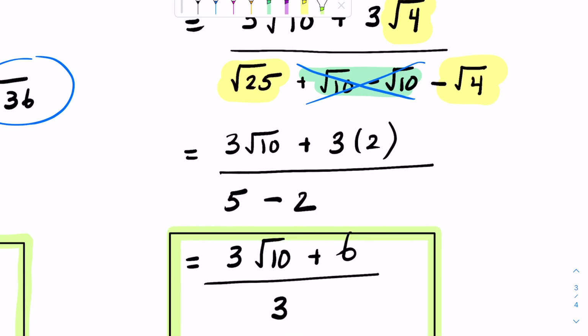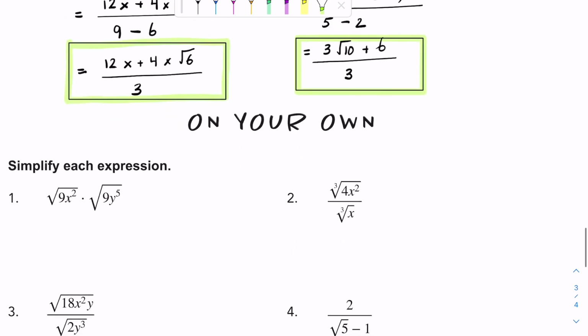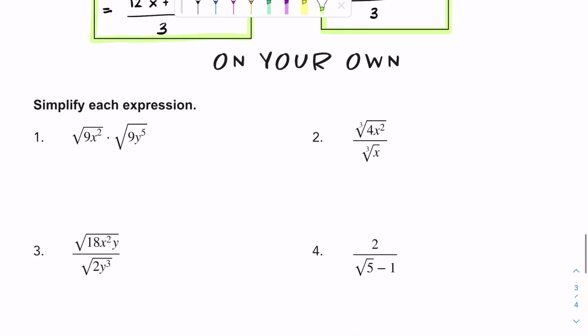And for the on your own section, I'll complete the work here if you want to just follow along. Any questions, send me an email.